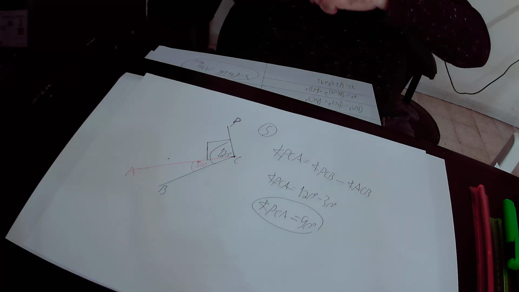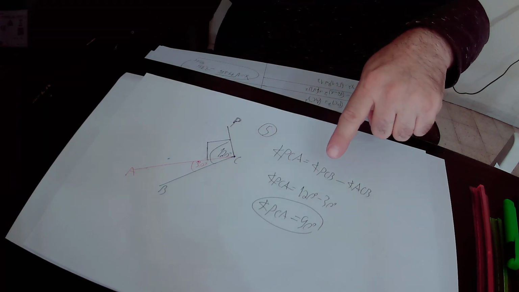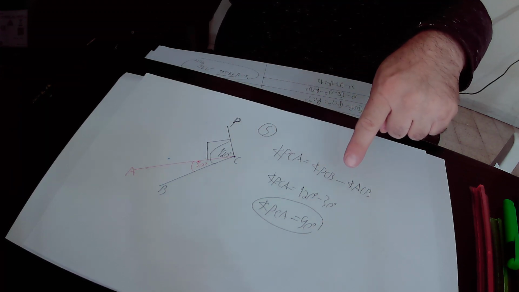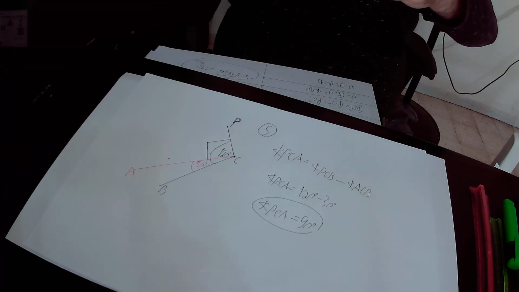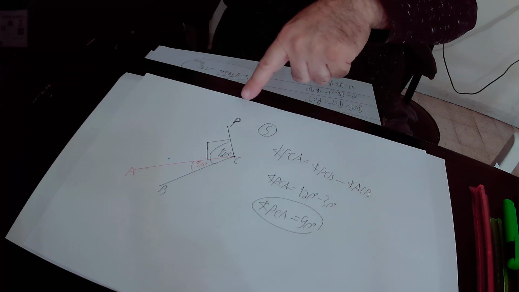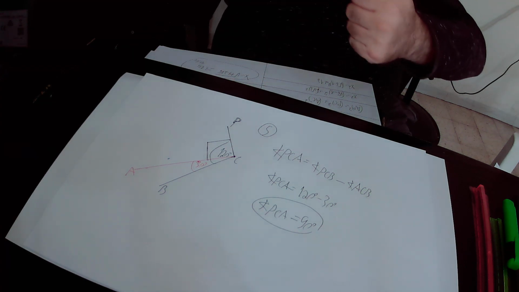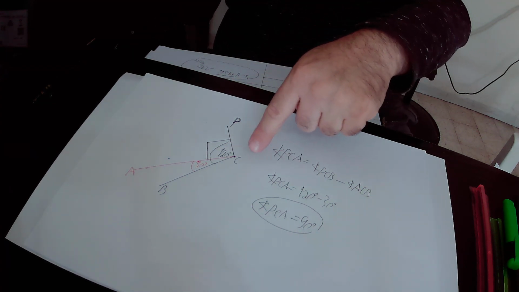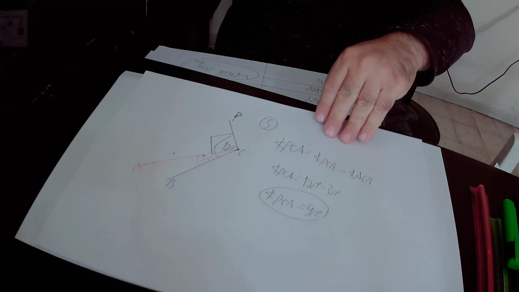So in conclusion, we found out that this missing angle PCA equals the big angle 120 degrees minus the small angle ACB, that is 30 degrees. 120 degrees minus 30 degrees is 90 degrees. So the missing angle PCA equals 90 degrees, that is to say it is a right angle. And because the angle PCA is a right angle, triangle PCA is a right triangle.